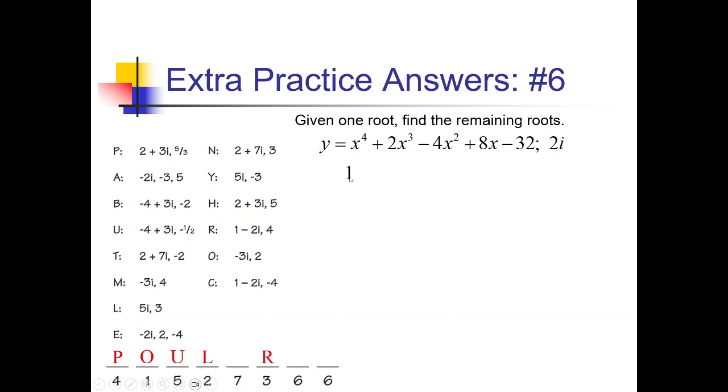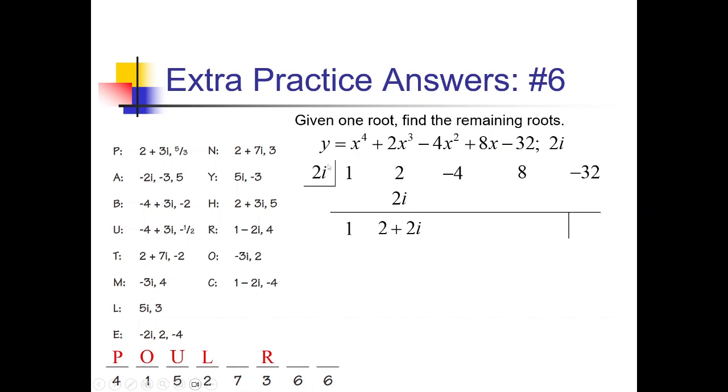So we got 1 for my first coefficient, and then 2, negative 4, 8, and negative 32. That's the nice thing about synthetic division. It doesn't really matter how many terms you have, you can still do it. And then we have 2i for the box number. So bring down the 1, times 2i is 2i. 2 plus 2i is, well, we can't combine it, so I'll just leave it the way it is.